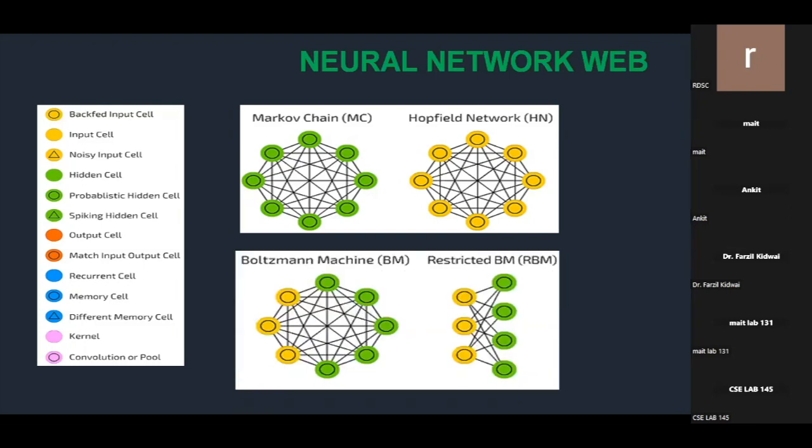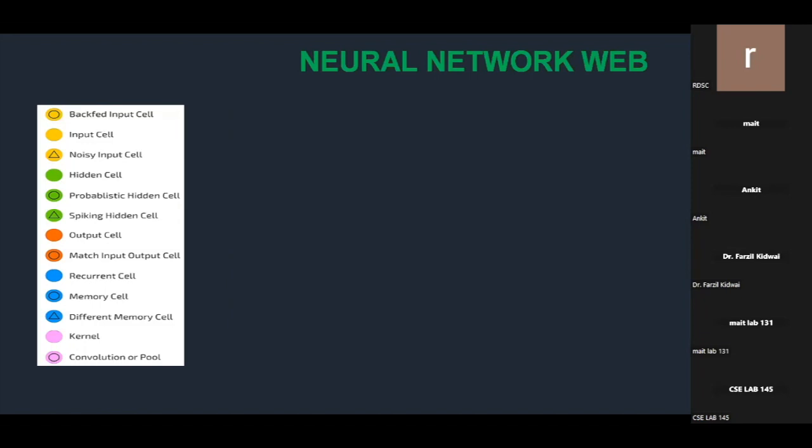Then we have the Boltzmann machine. We have the restricted Boltzmann machine used for probabilistic types of networks. Again, totally unsupervised probability: time series, stock predictions, and finding the NAV value of a stock. These are the types of problems where we use these neural network architectures.